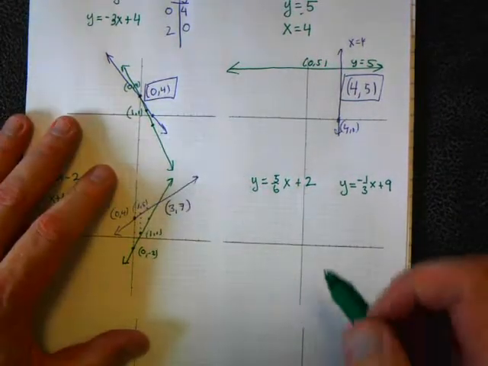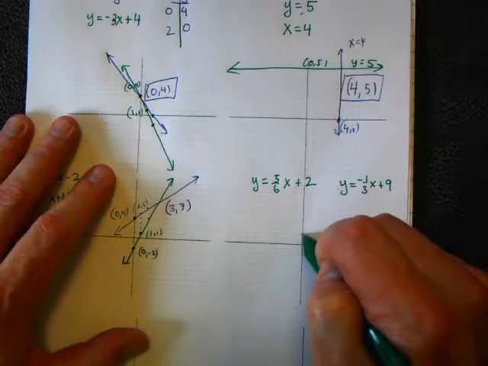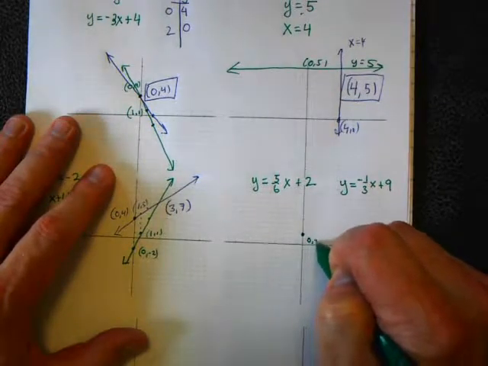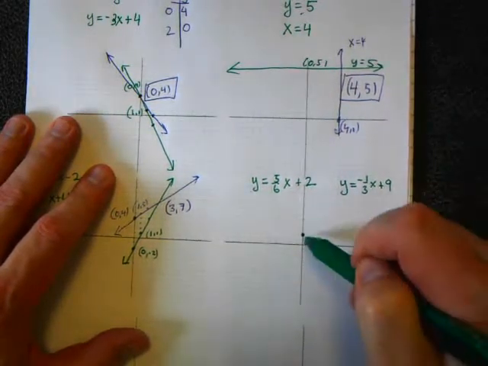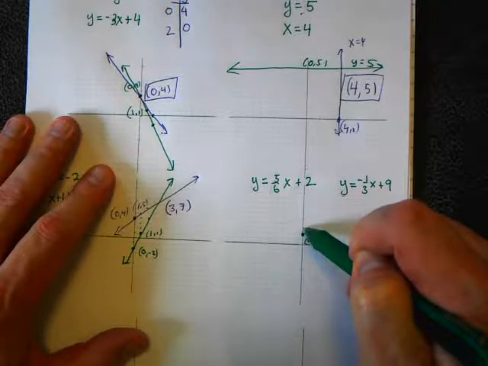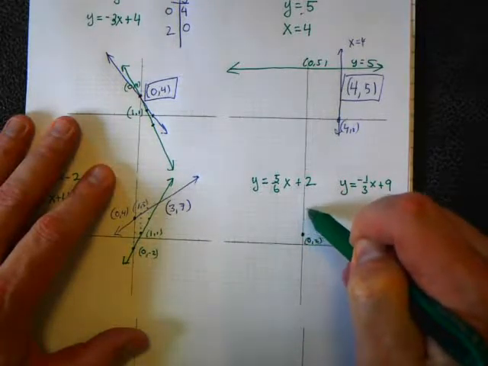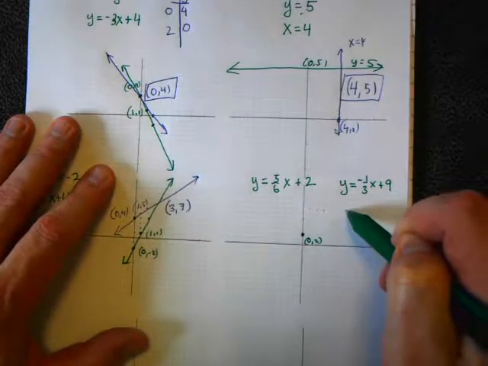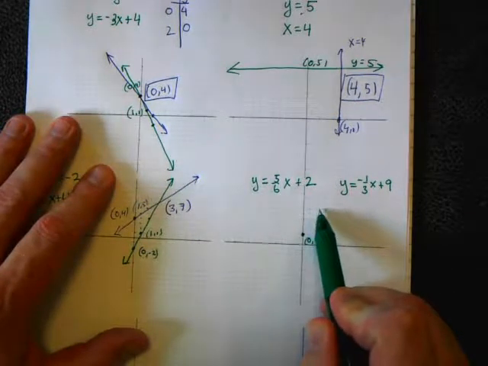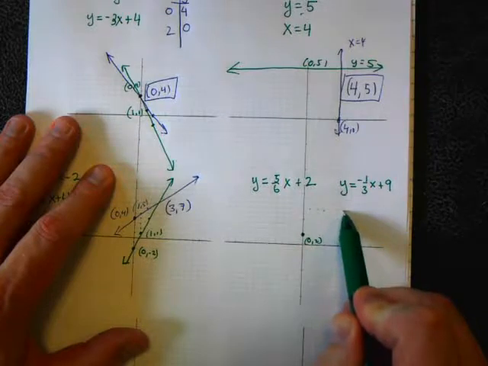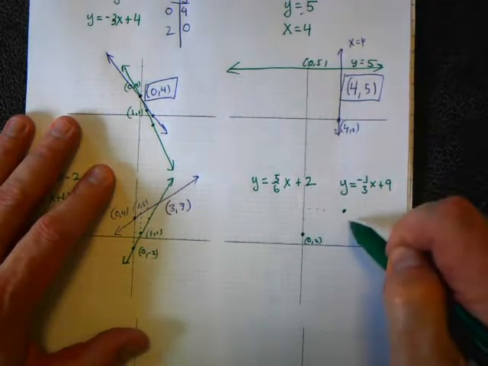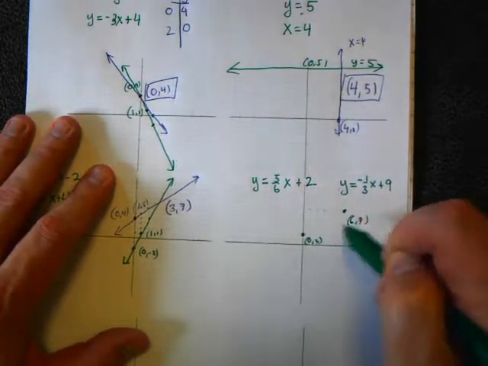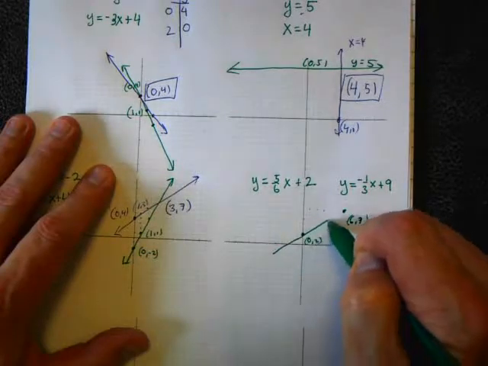All right, the first equation. I have the point 0, 2. And then I go up 5. That puts me at a height of 7. And to the right 6. 1, 2, 3, 4, 5, 6. So right there's the point 6, 7. All right, so there's line number 1.